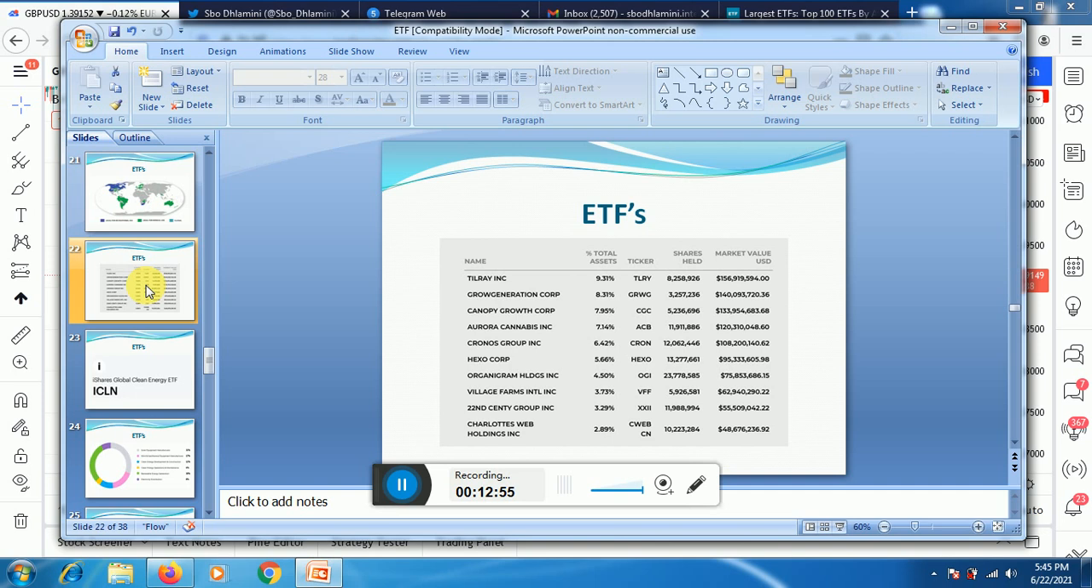So looking again at the companies that are under the Alternative Harvest ETF itself. Tilray is well known globally. On the ETF, on the Alternative Harvest, it holds about 9%. And Canopy Growth is there on the ETF as well. This one is also well known globally. Hexo as well is a company that is really making moves on the cannabis side.